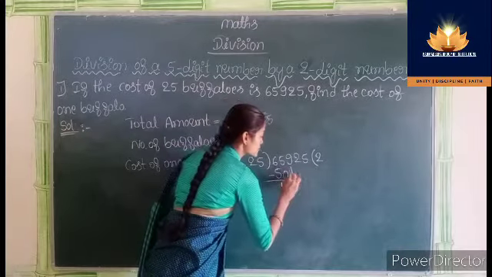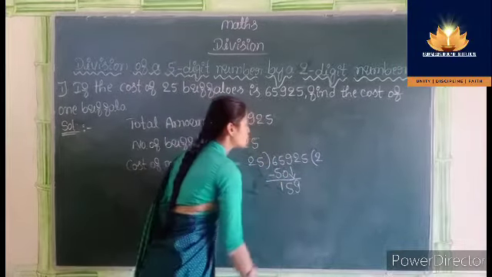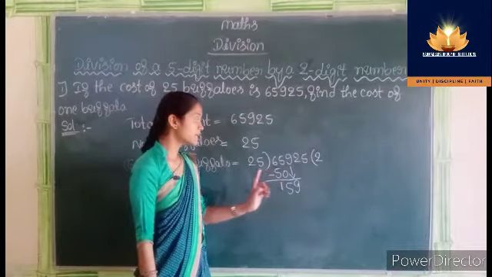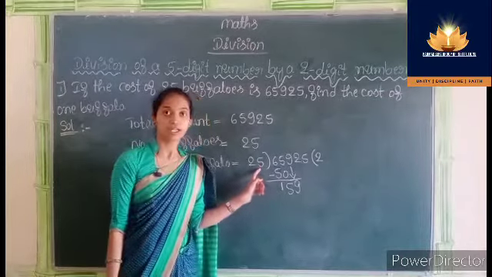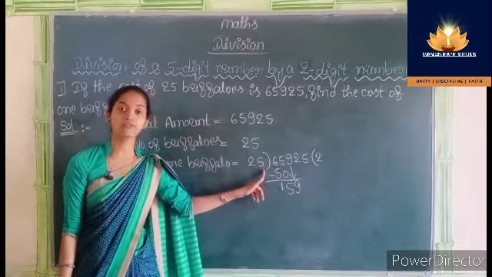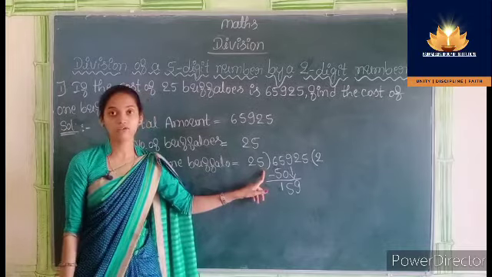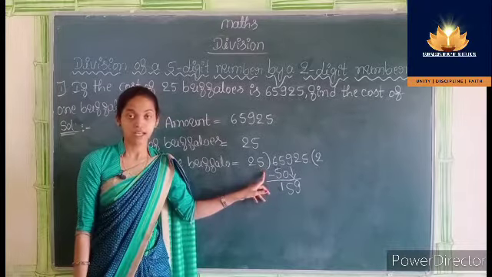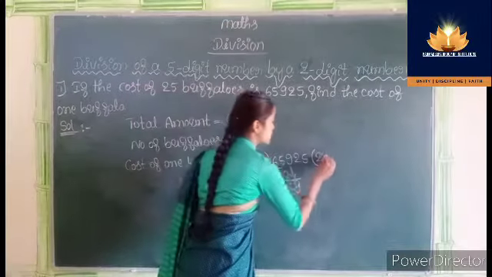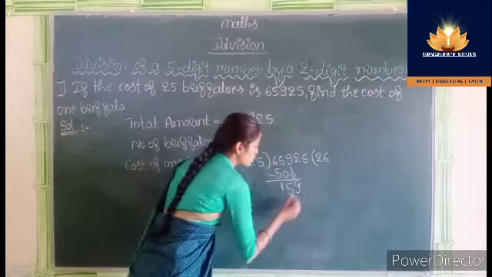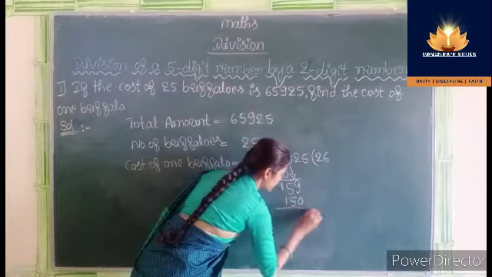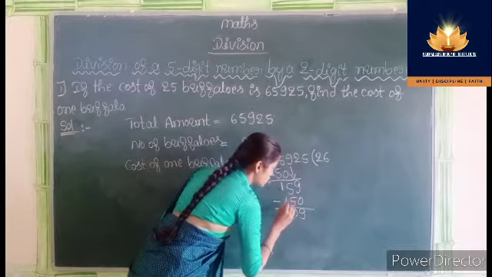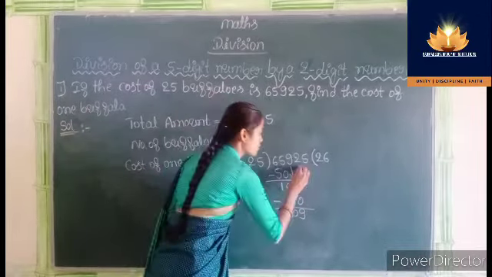Then bring down this 9. Now find out which number is less than or equal to this 159 in the table of 25. 25 threes are 75, 25 fours are 100, 25 fives are 125, 25 sixes are 150. 6 should be written in quotient place. Then write 150 below this 159. 9 minus 0, 9. 5 minus 5, 0. 1 minus 1, 0. Then bring down this 2.